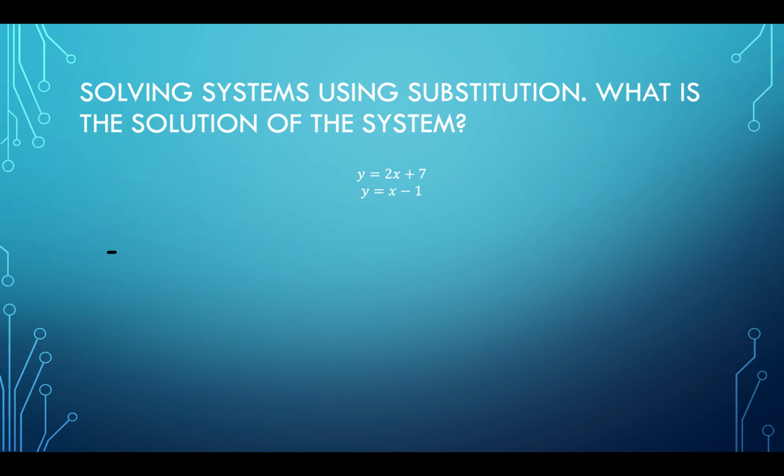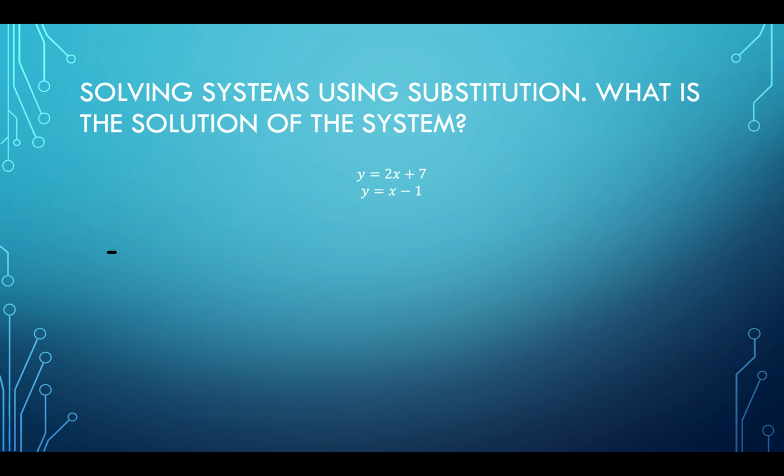So I want to know what the solution is. I give you y is equal to 2x plus 7 and y is equal to x minus 1. Now both of these are y-equals lines. We don't have to do any rearranging. This top line, we have y is equal to 2x plus 7, and this bottom line, we have y is equal to x minus 1. The y's are both by themselves, which is completely fine.